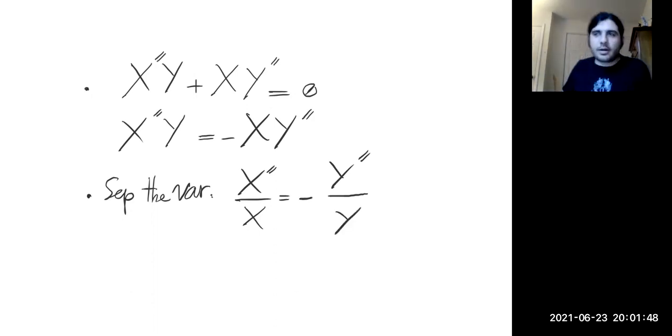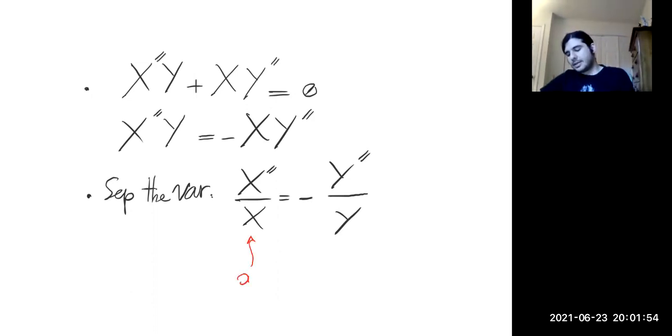A very similar argument to what we did in the heat and wave equation. The first one is a function of x. The second one is a function of y. They can't be equal unless both of them are equal to a constant. Again, this constant can be positive, this can be negative.